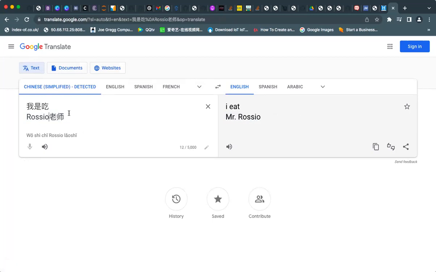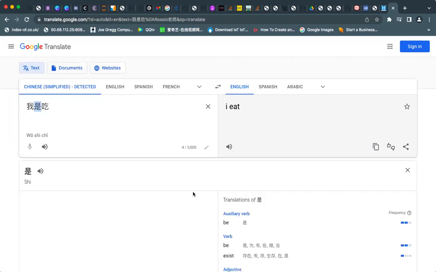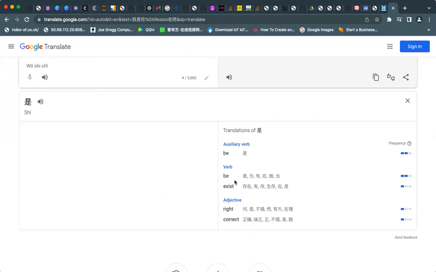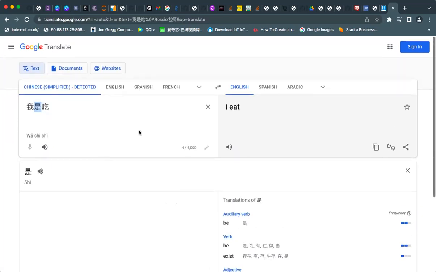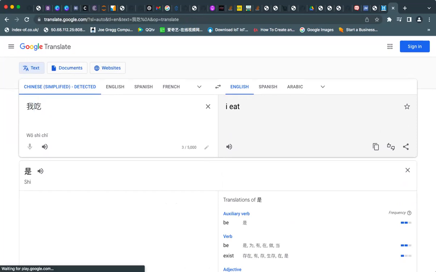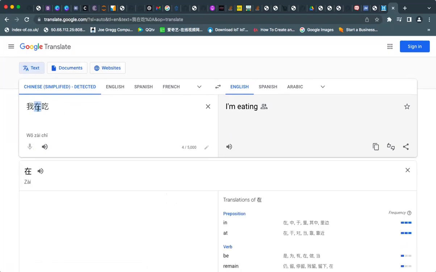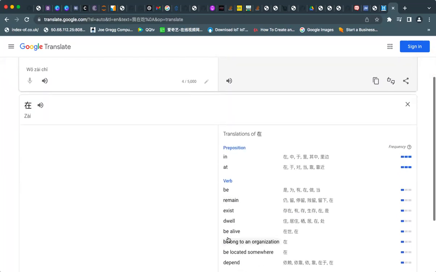So in this instance, 是 might not really be the best. 是 is to be or to exist. It's not like I am as in I am eating like we do in English. It's like I am as in a noun should follow that. So it's the same in Spanish. So it might be 在 first, right? 在 is like at. I am at eating, or I'm eating at the moment.